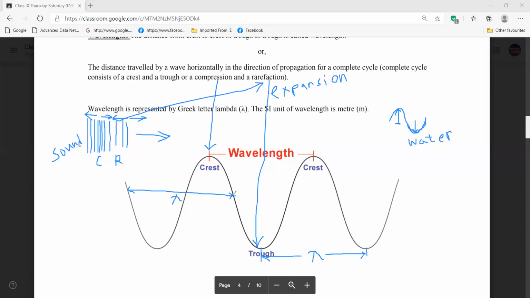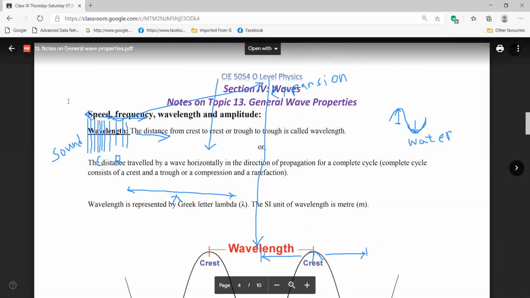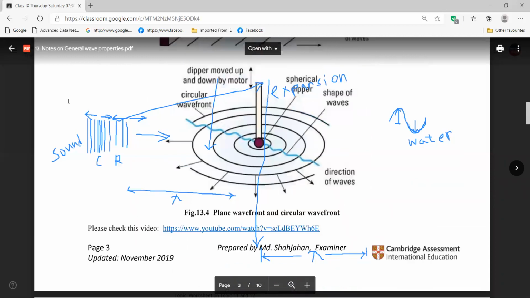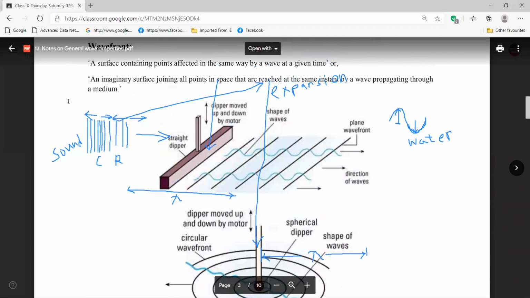Is it clear, Farabi? Yes, sir. Okay. Now what you will do is take the notes and summarize. The first one you will write is wavefront. The first definition, of wavefront, you write. Can you write? Yes, sir.